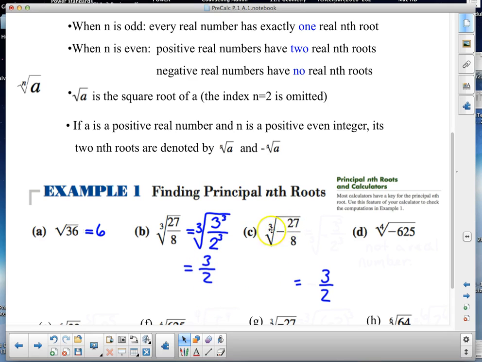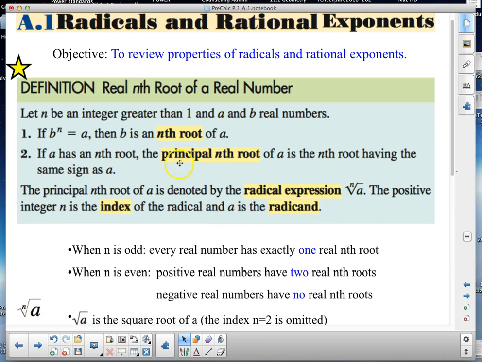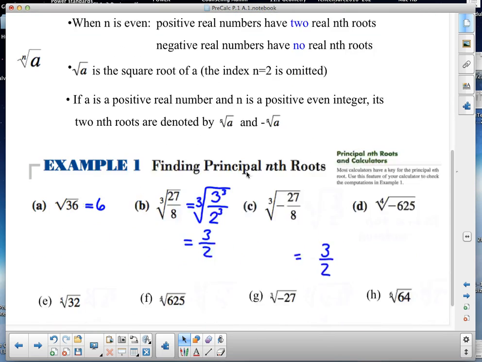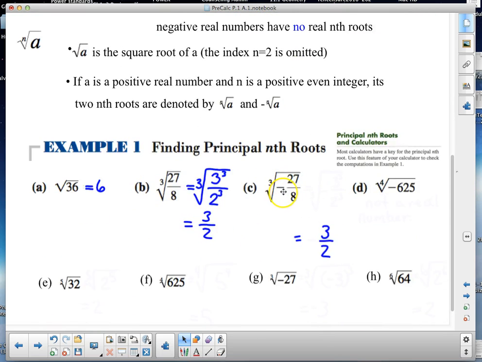Now, this is negative, and remember the principal nth root will have the same sign. So now I'm looking at a negative sign. So I'm coming through here, and this is going to be negative. It's very similar to the last one, so it's negative 3 halves.